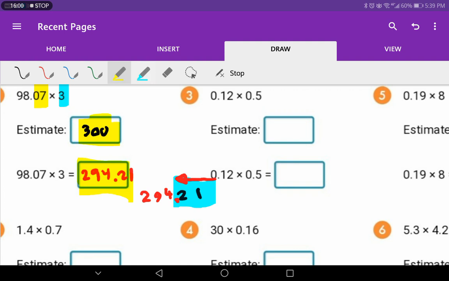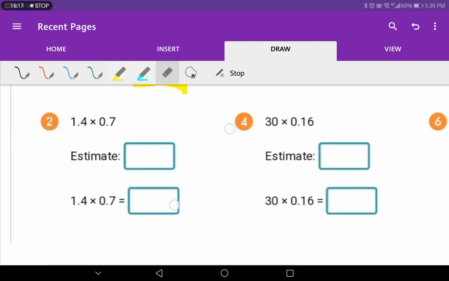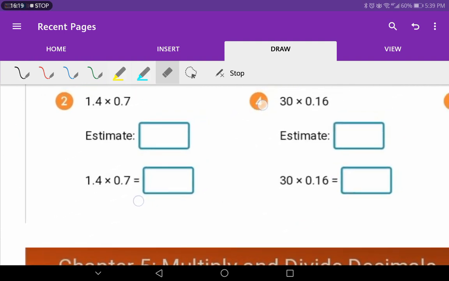So is it close to our estimation? Actually, yes. If you have 294 riyal and someone asks you how much you have, you will answer him, I have about 300 riyal. Okay, my dear student, are you happy with this? I hope so. Now let us move here.